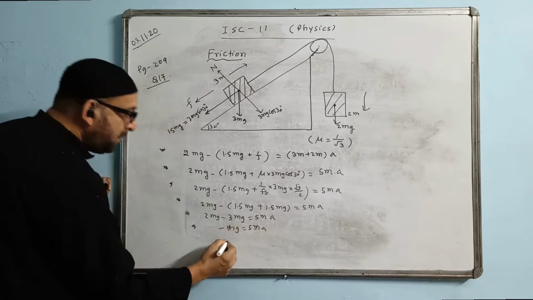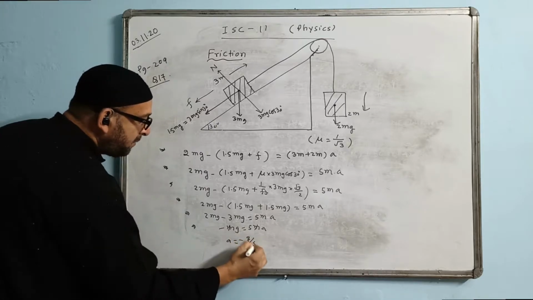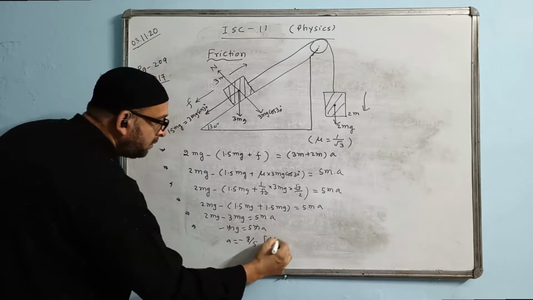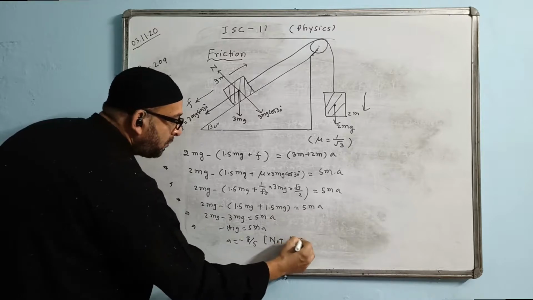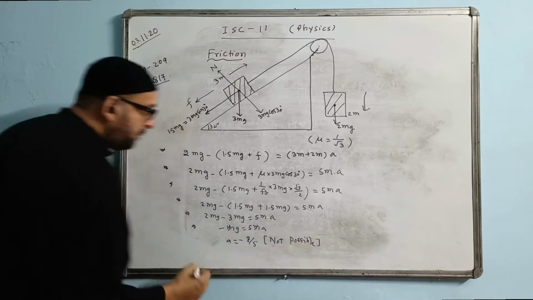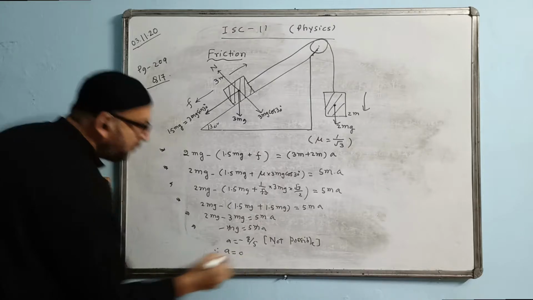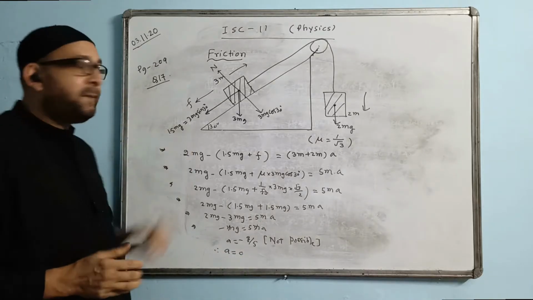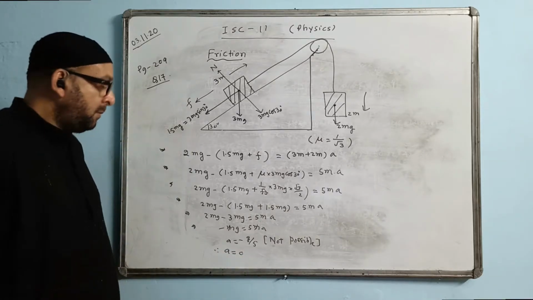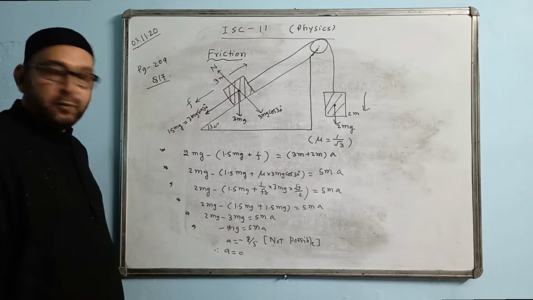Your a value is coming negative, minus g by 5 is coming. Is it possible? So that is not possible. Not possible. Therefore, we let a equal to 0. A cannot be negative. Body cannot move in the direction of the lesser force.